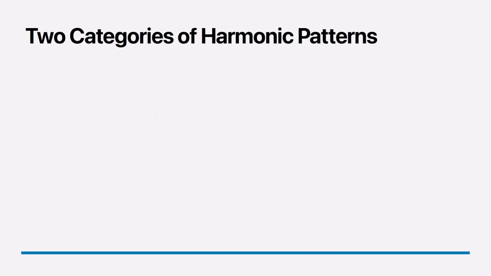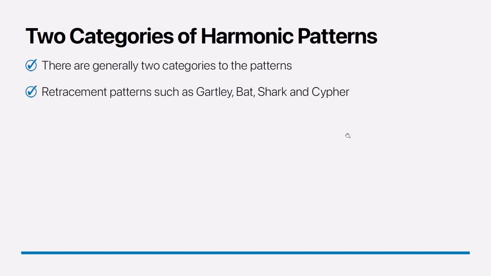So over here, a quick introduction, 2 categories of harmonic pattern. I named a couple, right? So there are generally 2. One is what I call a retracement pattern. Okay, the idea of a retracement pattern is that the completion will be within a range. Okay, so patterns such as Gartley, Bat, Shark, and Cipher. Later I'll show you some examples of how they look like. They're basically the retracement pattern, right? As I mentioned, the completion of the pattern is essentially within the range.